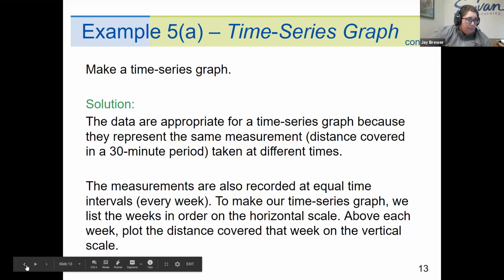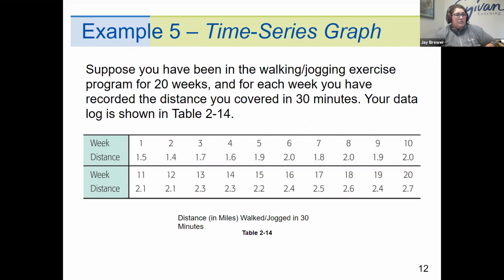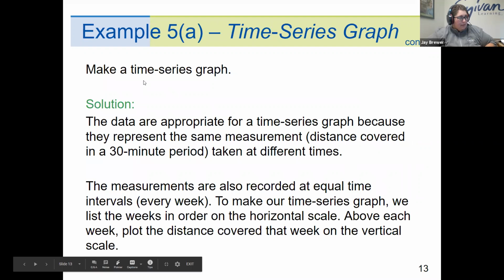Okay. So this is saying, suppose you have been in a walking, jogging, exercise program for 20 weeks, and for each week you have recorded the distance you covered in 30 minutes. Your data log is shown below. So, okay, we have weeks 1 through 20. All right. And then we have the distances that correspond to each. It wants you to make a time series graph based on that data.